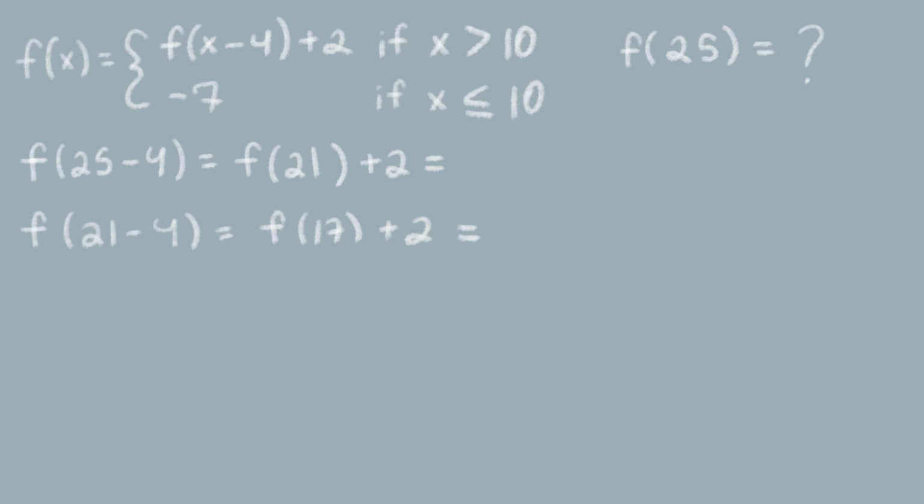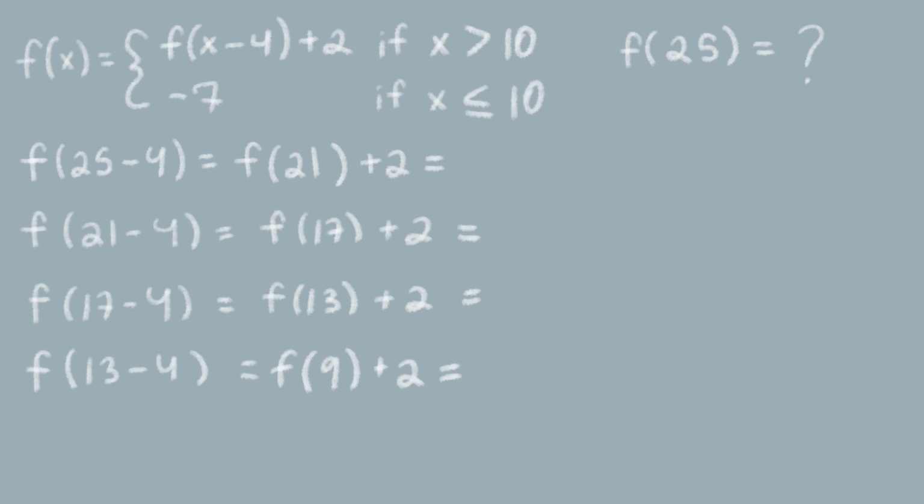Again, we need to plug this value into the top equation because 17 is still greater than 10. We solve to get f of 13 plus 2. We still can't solve this, so we plug 13 into the top equation and get f of 9 plus 2. At last, we have a value that satisfies the base case of being less than or equal to 10. Because 9 is less than 10, f of 9 equals negative 7.